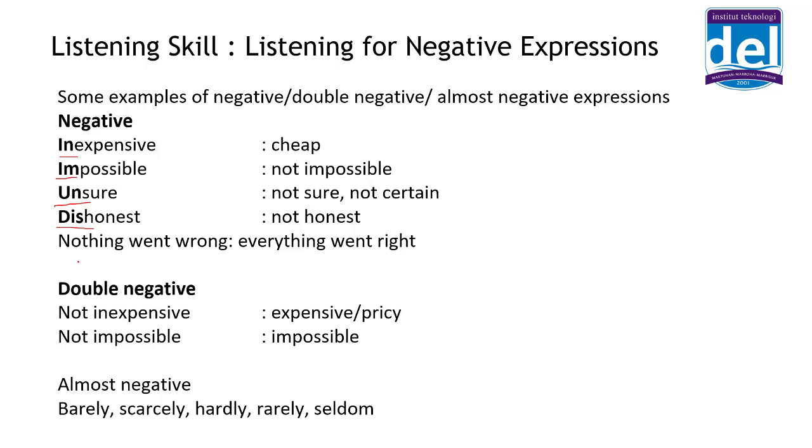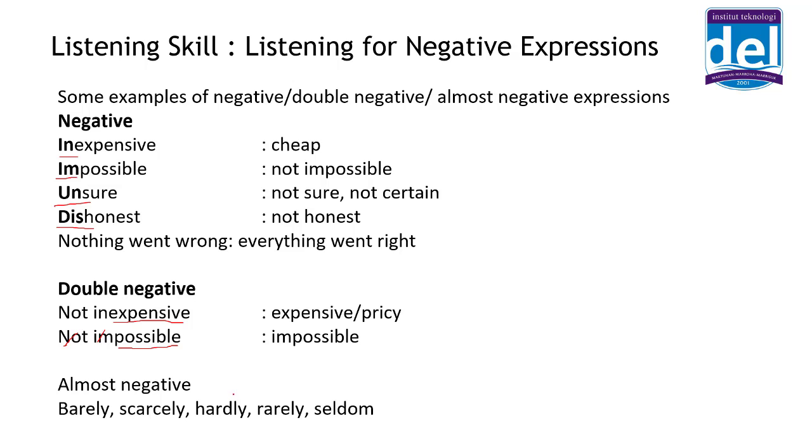Now, how about double negative expressions? So a double negative expression is something like this. When you say this is not inexpensive, it means that it is expensive or pricey, because the double negative, not and in, cancels out. The same thing with not impossible, so not and im, then the meaning will be possible. So for example, if I say this is not impossible to be done, meaning that it is actually possible to be done. Okay, so that's for double negative.